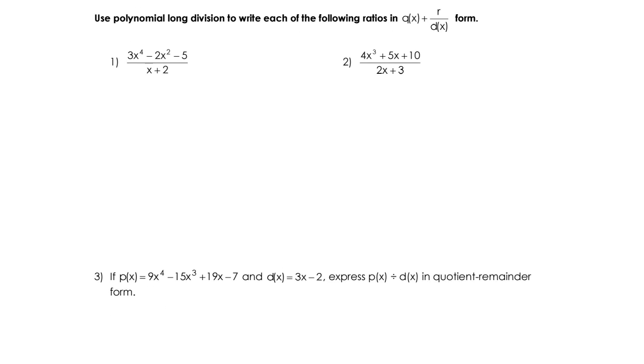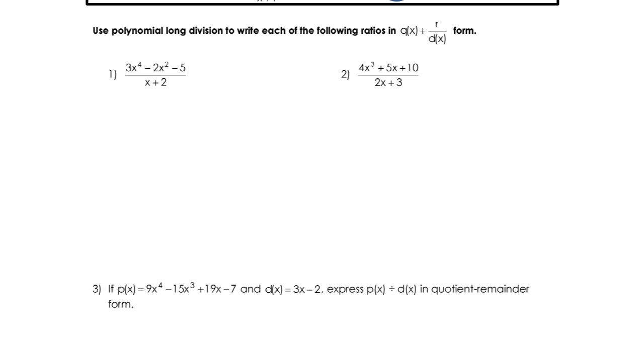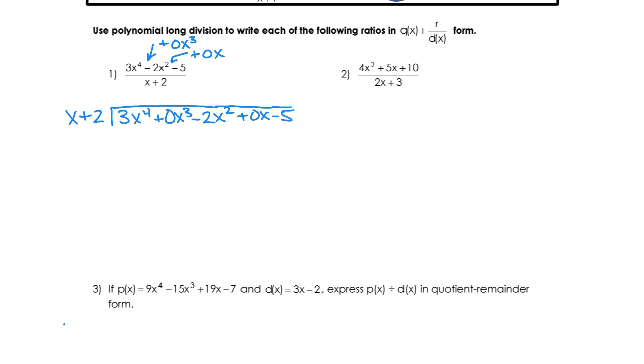All right, so let's take a look at number 1. It says use polynomial long division to write each of the following in what we call our quotient remainder form. Okay, so in number 1, we're going to have x plus 2 be long divided into our polynomial of 3x to the 4th. And right there, you're supposed to recognize that there's no cube term. So we're going to insert a plus 0x cubed. And then we do have a squared term, so that's good. But again, we are missing an x term, so we're going to put in a plus 0x. You don't see what that's going to do right now, but you will. Minus 5.